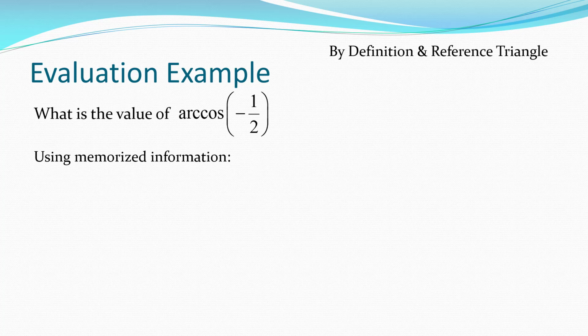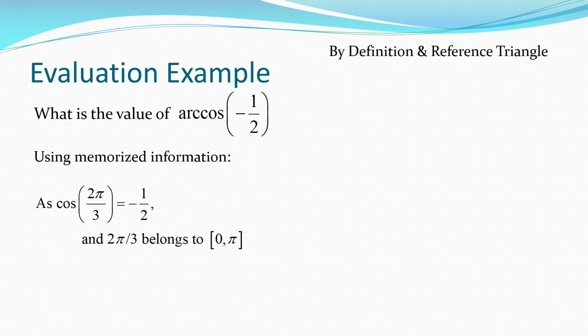Let's just try that again. So I want to know what's the value of the arc cosine of negative a half. So there's two ways to do it. One way is to use some information you've memorized, like the unit circle or other things, or just use the definition and use reference triangles to figure it out.